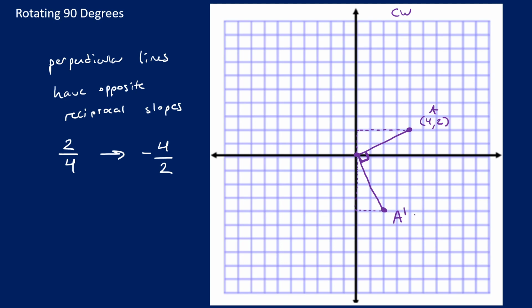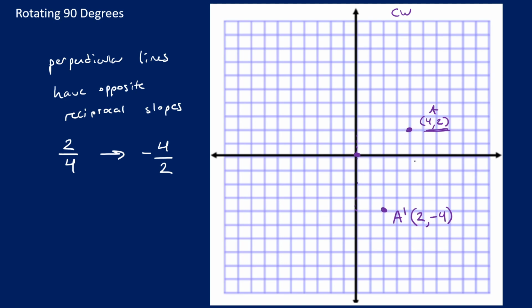Now, what are the new coordinates? Well, they are (2, -4). So what happened, right? We started with (4, 2). We can get rid of these lines now, right? These were just to help us figure out where it ended up. We don't need those. Those are not part of the diagram now.